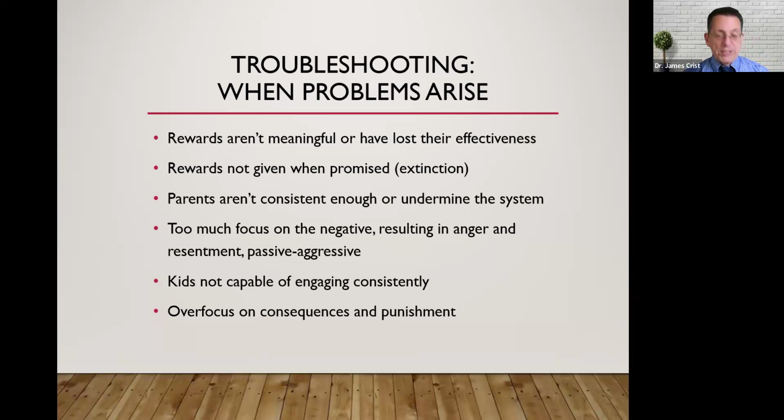So when incentive systems or reward systems are not working, you would want to engage in troubleshooting to figure out what's causing the problem here. Again, if rewards aren't meaningful or lost their effectiveness, you need to do something different. If you are not giving the rewards when promised, that's extinction. They're going to be less likely to work towards the rewards if you don't follow through. If you're not consistent enough or undermine the system, giving kids privileges that are not earned.